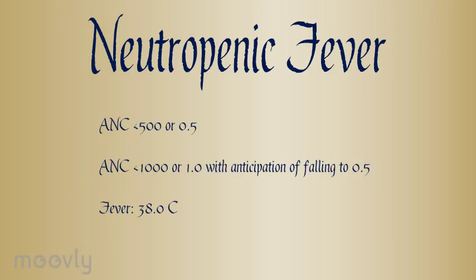Neutropenia is defined as having an absolute neutrophil count, or ANC, of less than 500, or 0.5, or less than 1,000, or 1.0, which is anticipated to decline to less than 500, or 0.5, within the next 48 hours. Fever in neutropenia is defined as a temperature of 38 degrees Celsius or greater.